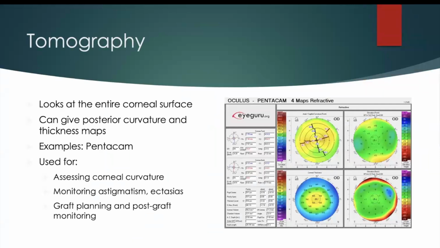Tomography looks at the entire corneal surface, and it also gives posterior curvature as well as thickness maps. The thing that you'll probably most come across will be something like a Pentacam or maybe an Orbscan, which is a slightly older machine. Most of the time you're doing this to assess the corneal curvature, monitor things like high astigmatism, look at ectasias like keratoconus, and also plan for graft surgery and monitor your patients post-graft to see how your graft is doing.